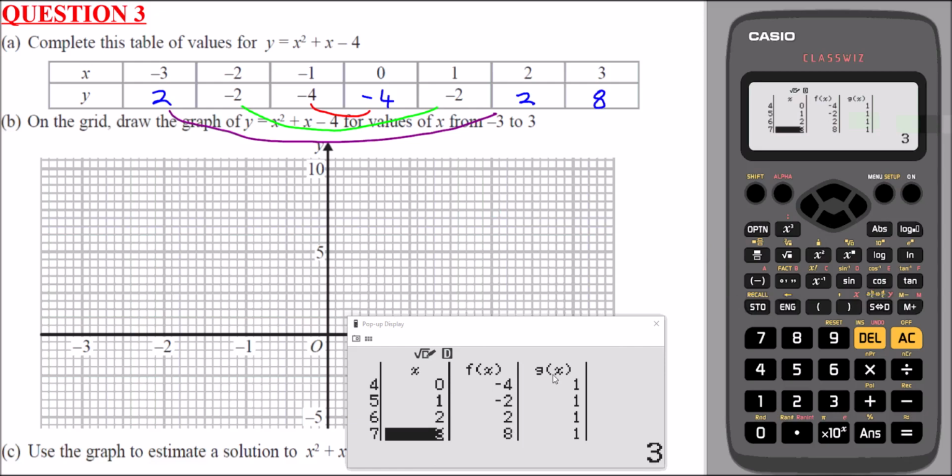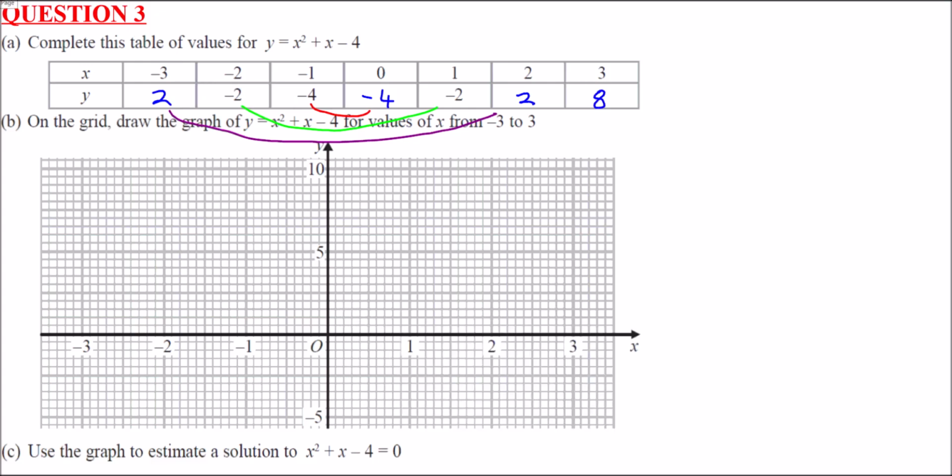So that's quite useful. What it only remains for us to do now is to actually plot these points on. So -3, 2 goes there. Next one, -2, -2 goes here. Be careful with the vertical scale. Each 2 small squares is worth 1 unit on the vertical scale. So -2 would actually mean 4 of these little squares going down. Just take care when you're plotting it.